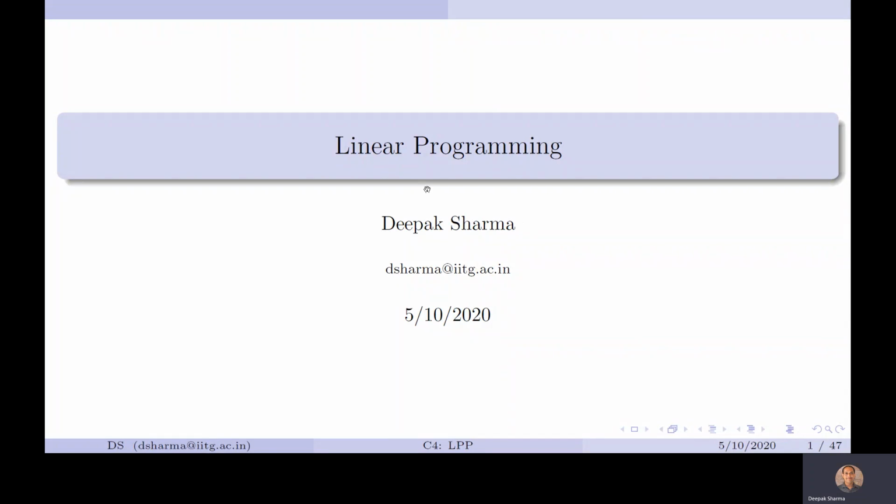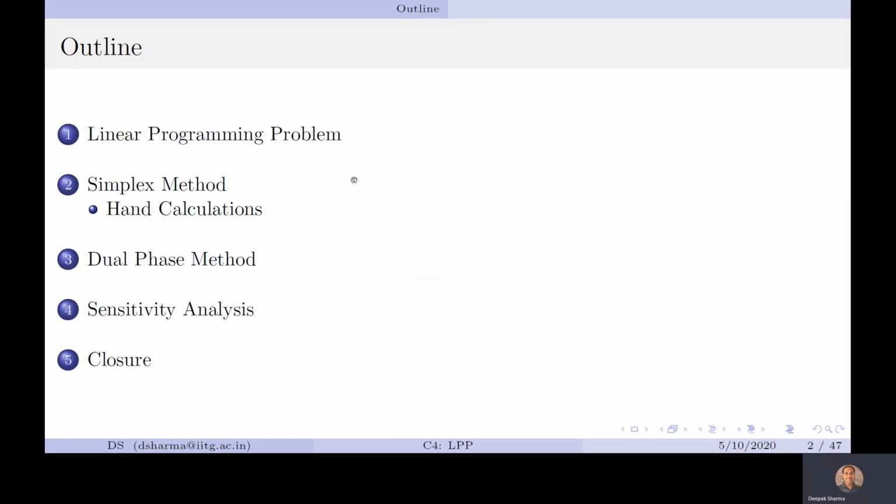We will start linear programming. In this new chapter, we will be going through the linear programming problem. In short, we refer to it as LPP. Then we will discuss the method to solve LPP, that is the simplex method.